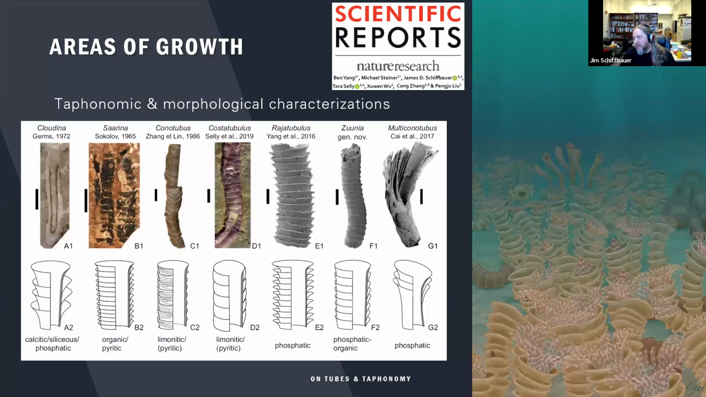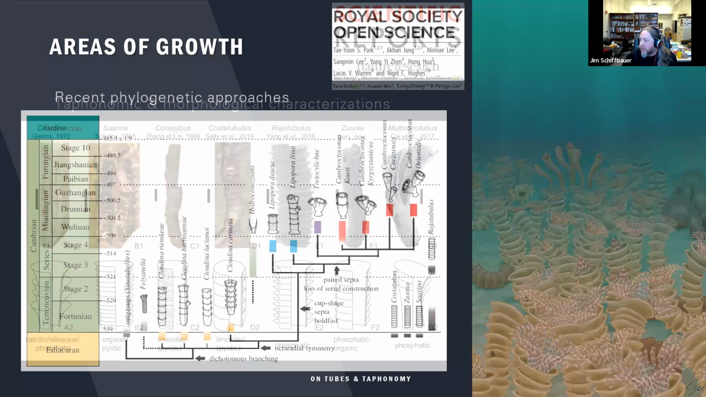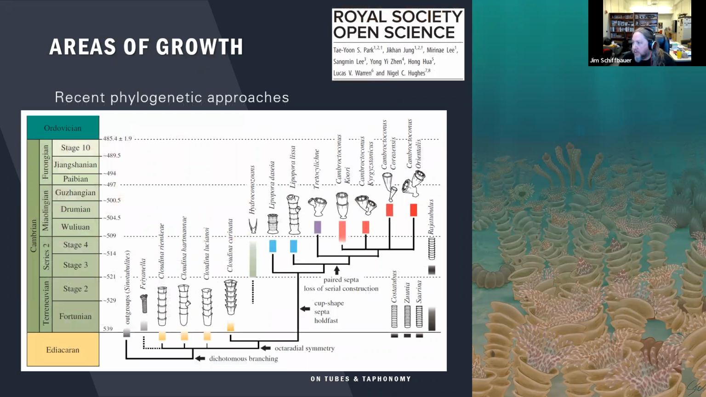And there have been a lot of areas of growth recently in this work on these terminal Ediacaran tubes, from thinking about their taphonomy. This is some work that I did with Ben Yang and other colleagues, summarizing a lot of the preservational modes that we see, as well as the morphological characterizations that kind of unite this group of organisms. This was from our description of Zunia from Mongolia, which is known from the lower part of the Cambrian. And we have been kind of moving further into phylogenetic approaches as well.